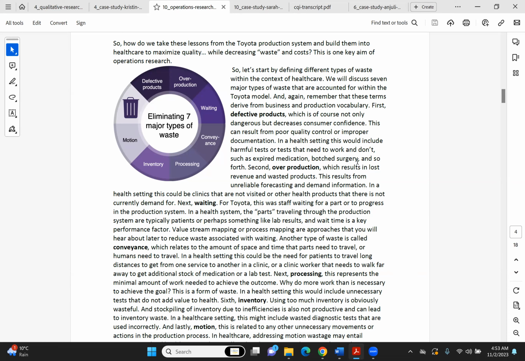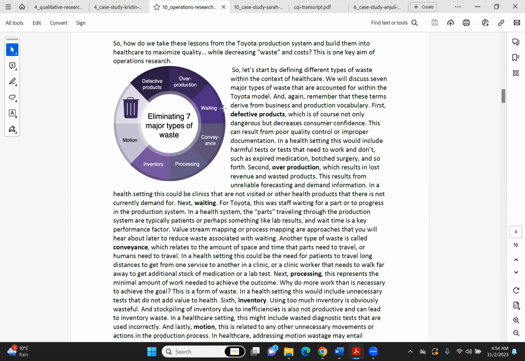and also they have tried to give examples in health for those wastes. For example, reducing the defective products. So in a healthcare setting, we can talk about, for example, expired medications or expired testing kits. Those can be seen as a waste. Then overproduction in healthcare settings, we can compare that with health products which are available but not currently in demand, and clinics are not visited for them.